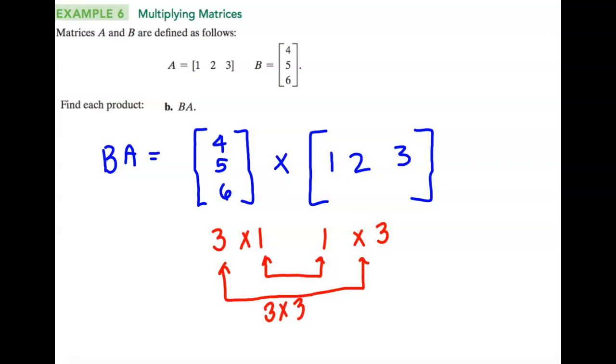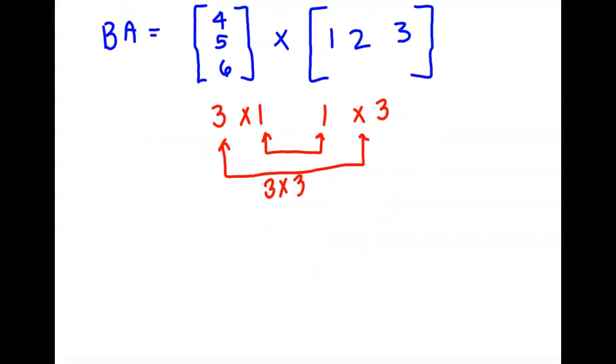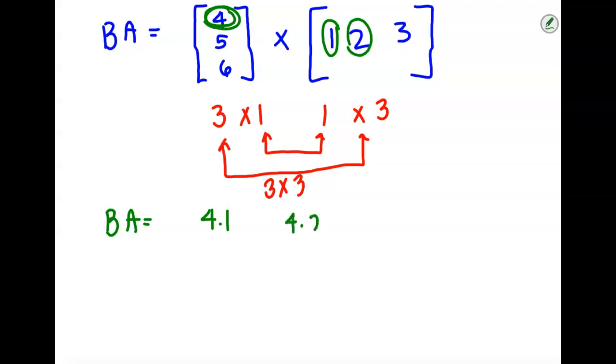All right, so let's go ahead and multiply these two matrices together. So B times A. We're going to multiply the first row times the first column. So 4 times 1. Then we're going to multiply the first row to the second column, 4 times 2. Then we're going to multiply 4 times 3.